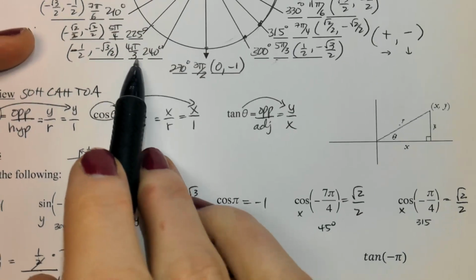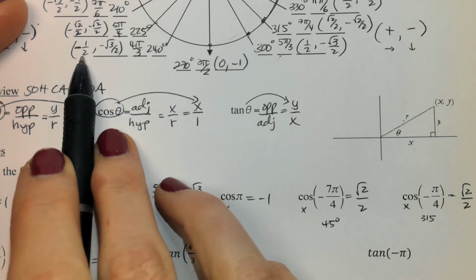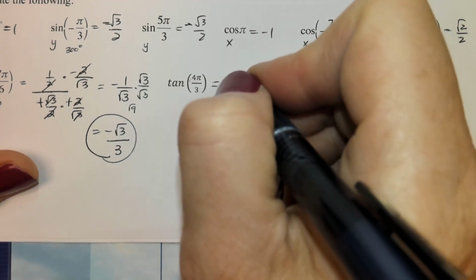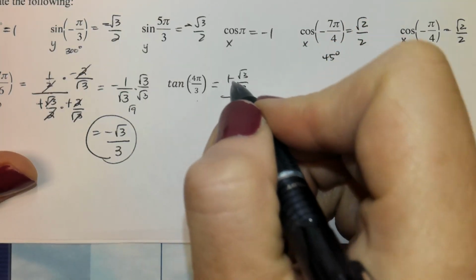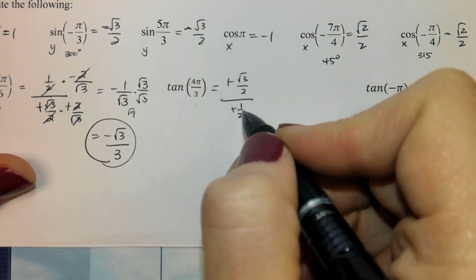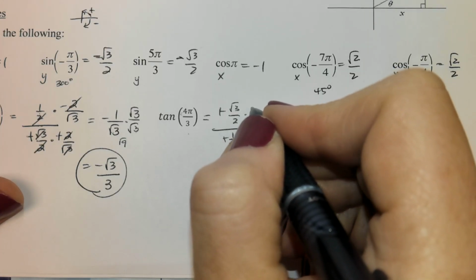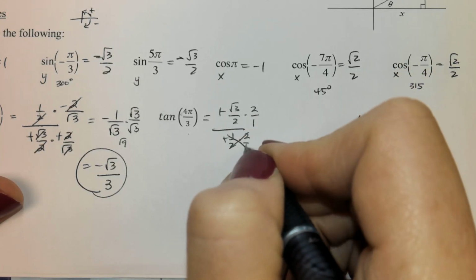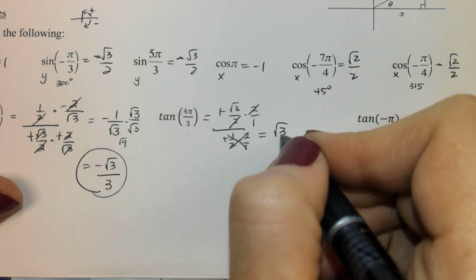4 pi over 3. So 4 pi over 3 is right here. We're still going to do y over x. So negative square root of 3 over 2 over 1/2. Right off the bat, I can just get rid of those 2's. That's nice. We can flip the bottom and bring it up. So I'm going to flip 1 over 2 to 2 over 1. I can cancel these 2's, and I end up with just square root of 3 over 1.